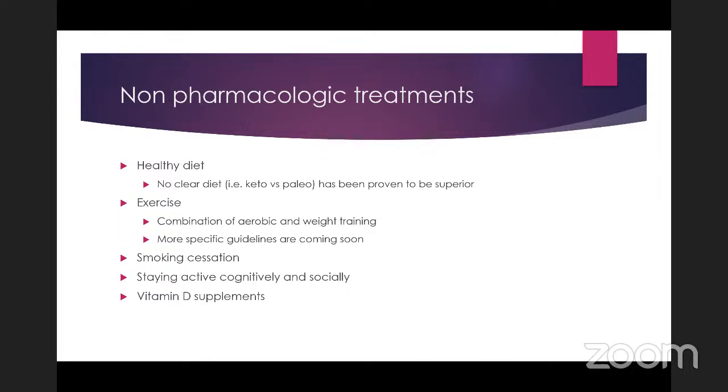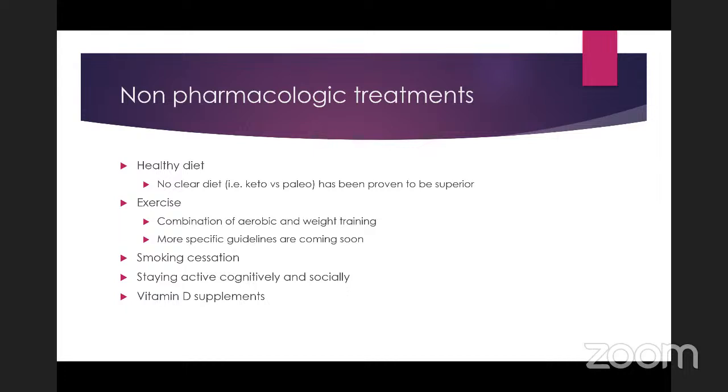Exercise is really important as well. The old saying, if you don't use it, you lose it, is very true, especially in MS. We need to keep patients as healthy and active and moving as possible. Again, no clear guidelines on what is best. Aerobic versus weight training, probably a combination of both at this time. They're working on trying to find specific guidelines, so we're hoping those will come out soon.